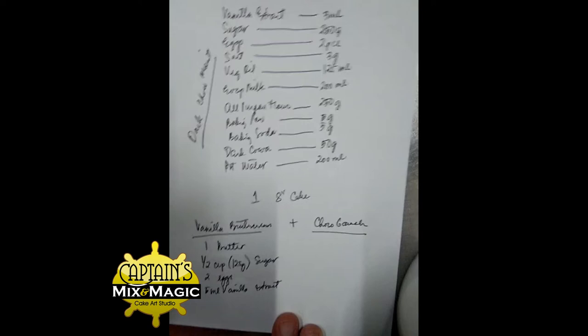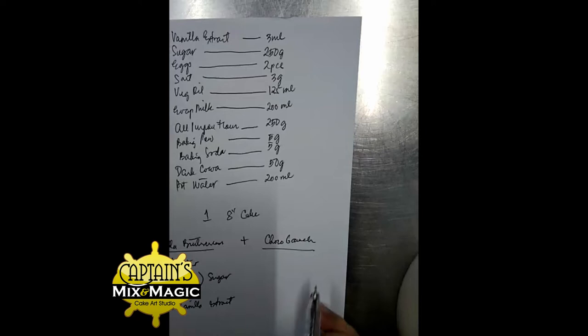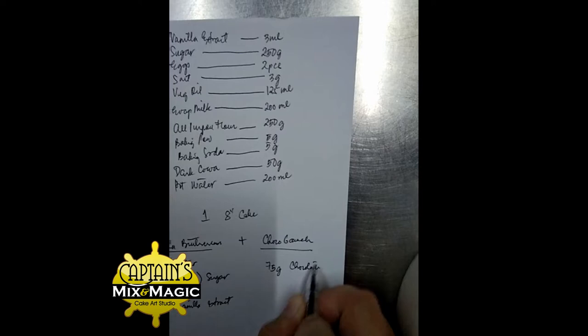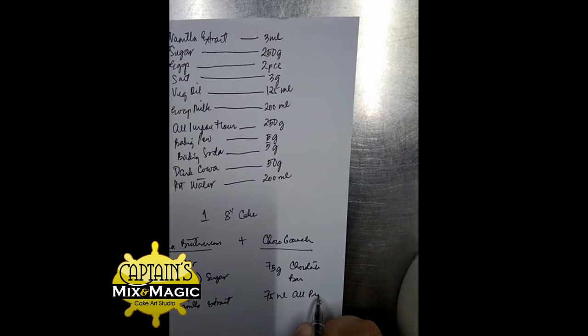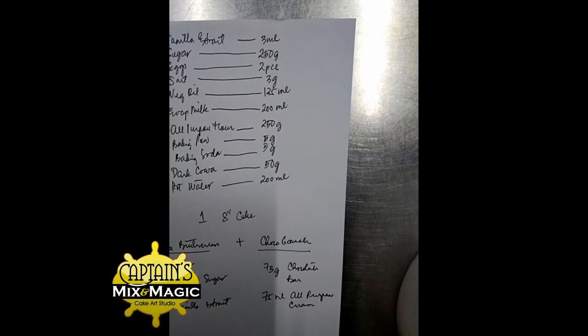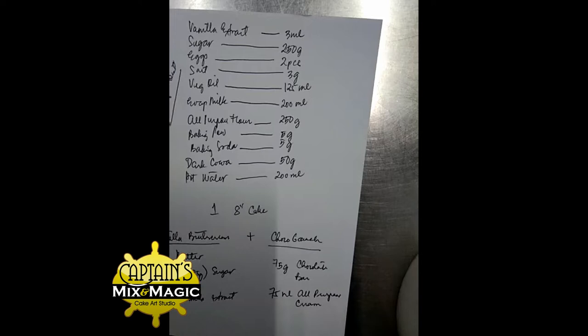For chocolate ganache that I will be using for this to make the chocolate buttercream, I will need 75 grams of chocolate bar and 75 ml of all-purpose cream. Okay? So this is the quantity that I will use, which I would need to frost, fill, and pipe borders for the cake that I've shown you earlier. Okay? Next is the chocolate sauce.